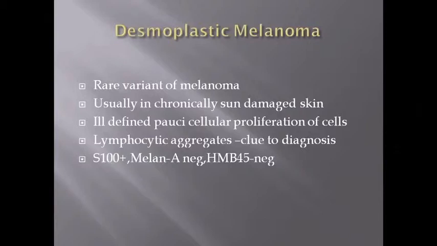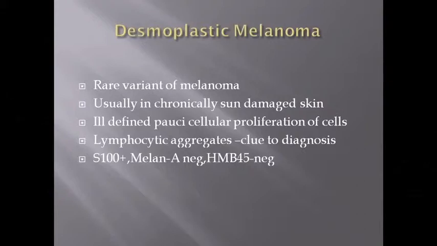Now, what is this? This is desmoplastic melanoma. A rare variant of melanoma, as we all know, usually seen in chronically sun-damaged skin, and it is a very, very ill-defined, poorly circumscribed proliferation of cells, and the lymphocytic aggregates are a clue to diagnosis. And we should also note that desmoplastic melanomas are just S100 positive, but they're negative for melanA and HMB45.